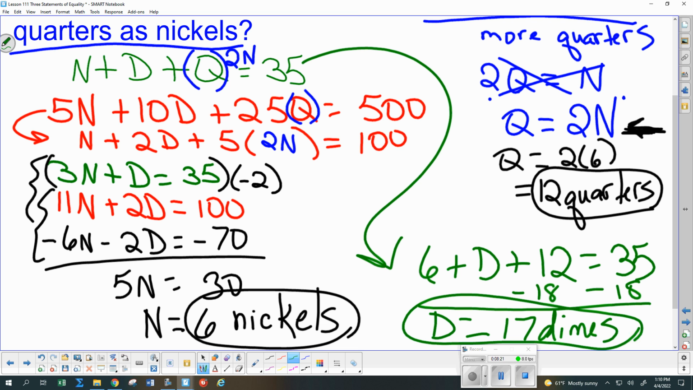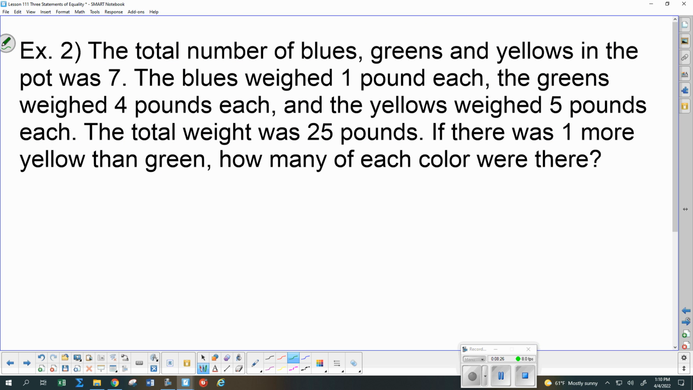Okay, the next one's going to have a different kind of value. It's not going to be money value. It's going to be weight value. So let's see if we can get this one set up. Okay. Ella, give me an equation for my first sentence. What do the rest of you think? Thumbs up or down?